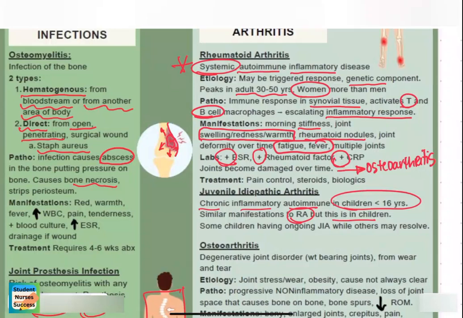Some children, it may resolve by the time they turn into adulthood, and some will have ongoing issues. It will continue into their adulthood, and at that point, it's usually treated like rheumatoid arthritis. JIA can be treated with steroids to decrease inflammation, biologics, and pain control is important. The thing about JIA is those individuals, if they have joint damage, they may be geared up for some early onset of osteoarthritis as well.